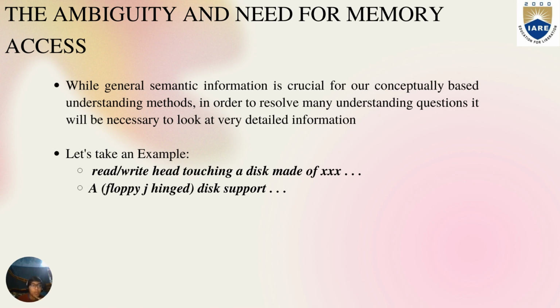Now, while general semantic information is crucial for our conceptual-based understanding methods, in order to resolve many understanding questions, it will be necessary to look at very detailed information. Let's take some examples. Here is an example: read or write head touching a disk made from XXX, and so on. This is a sentence from a patent abstract. Now let's see how a researcher would behave if it read this sentence. In this example, there is no way to determine whether XXX is the material used for the read or write head or for the disk without knowing something about the objects involved.